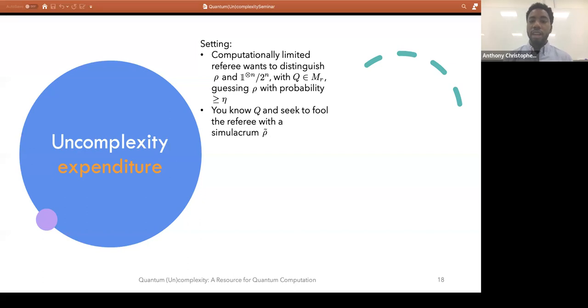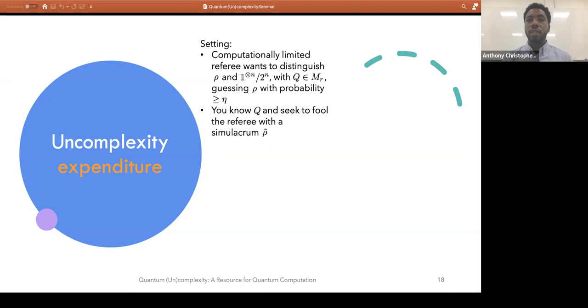As an agent, we assume that we know Q, and we hope to create a simulacrum of rho that we call rho tilde to fool the referee in this hypothesis test. So let me take a moment to define what M sub R is. M sub R is a set of relatively simple measurements.